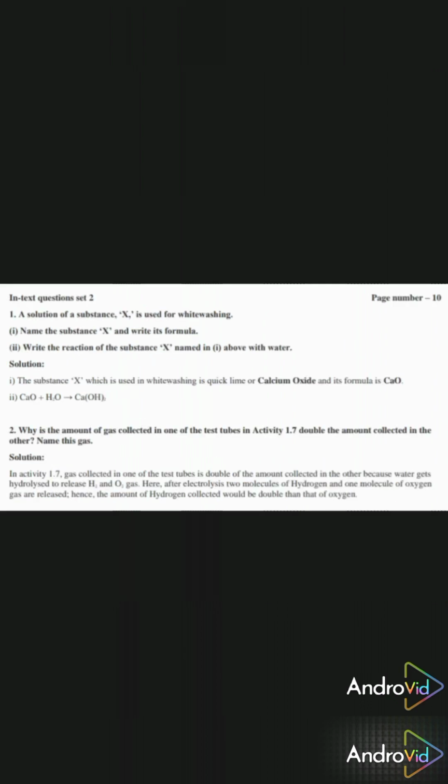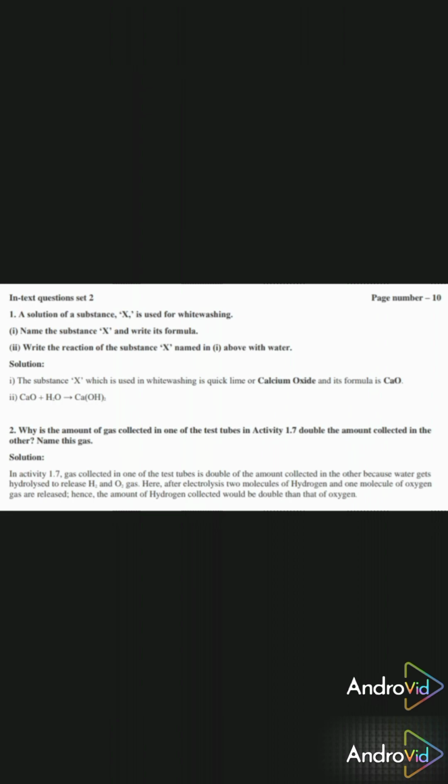The next set of in-text questions, set 2, is on page number 10. Please note that. The first question among that would be, a solution of a substance X is used for whitewashing.